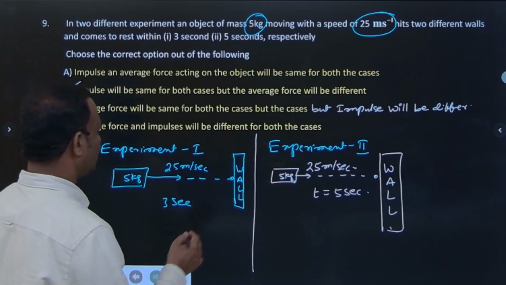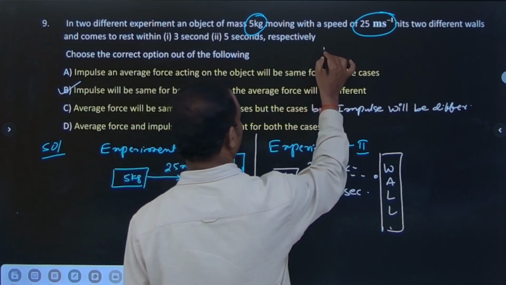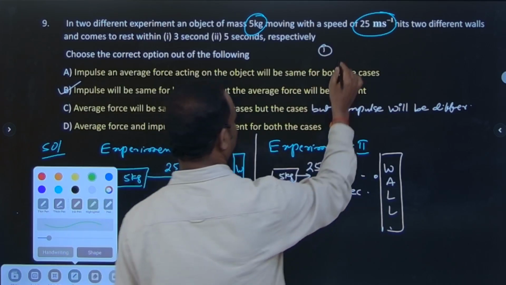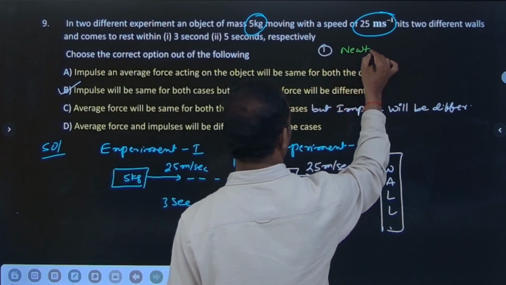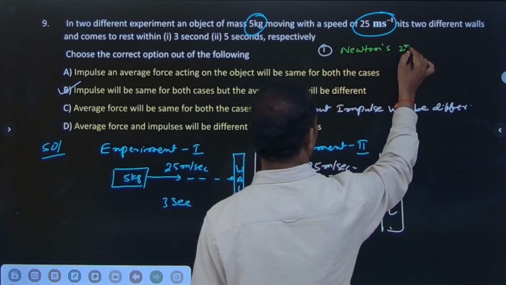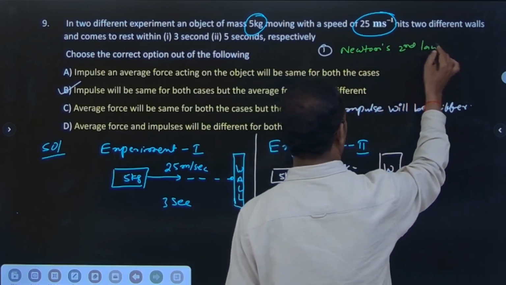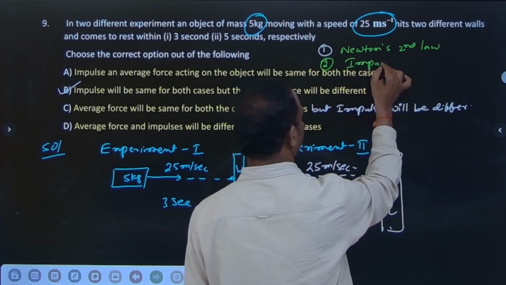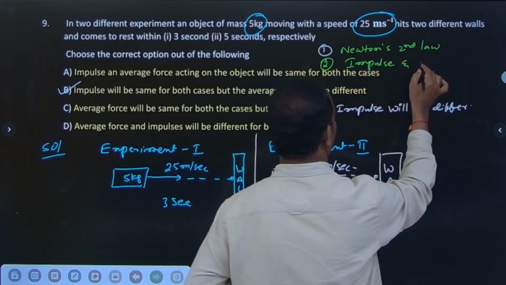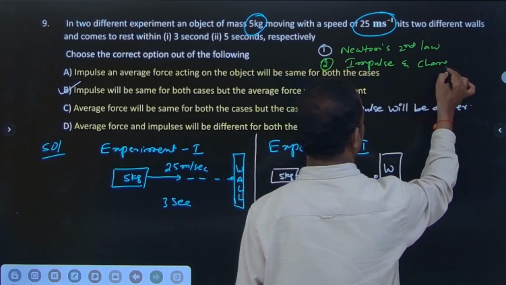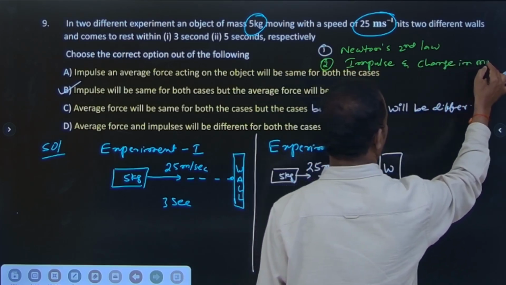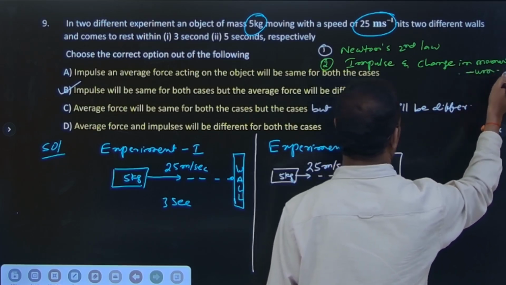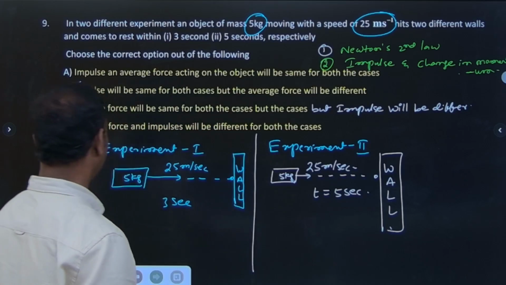There are two concepts here. The first one is about Newton's second law of motion, because average force is being asked. Okay, so Newton's second law of motion, and the second one is about impulse and the change in momentum theorem. Correct? So the momentum theorem. First, you can take this.